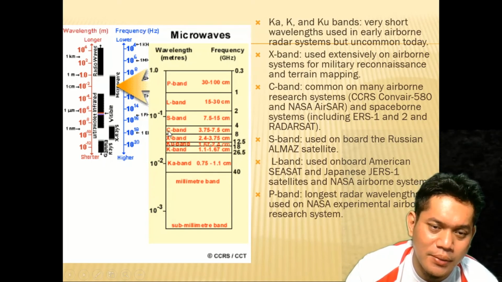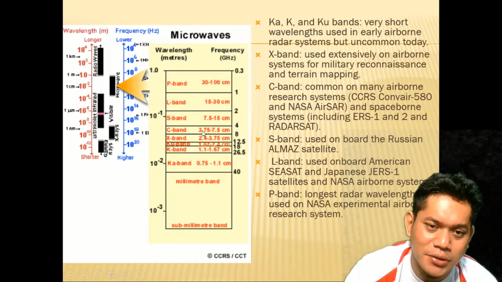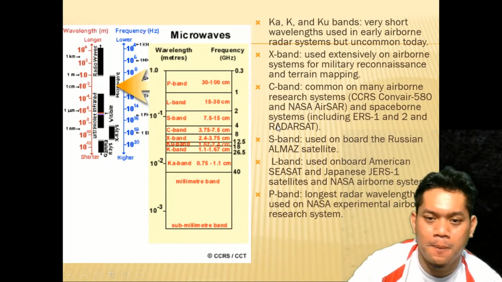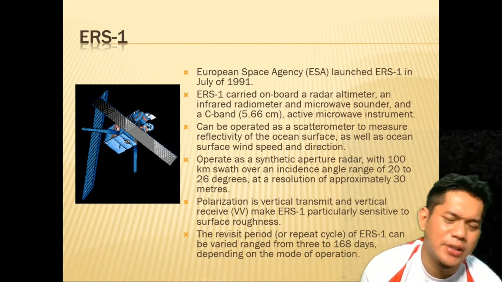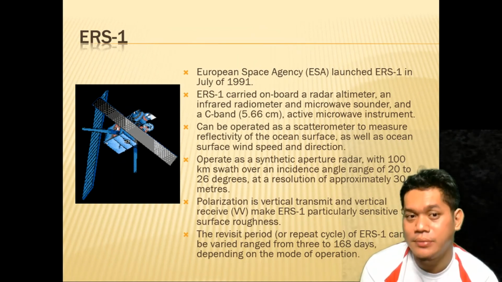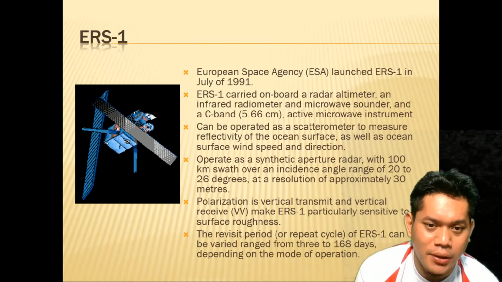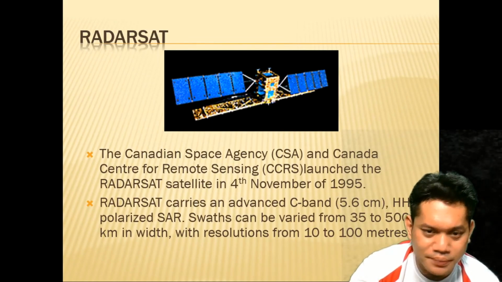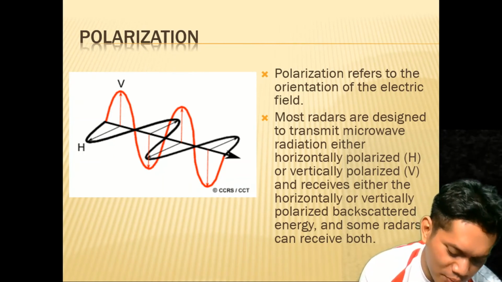So basically, the C band is able to detect smaller features, about 5 cm and above. However, for the L band, features must be about 1 foot and above. Okay, these are examples of radar satellites: ERS-1, JERS, and RADARSAT.